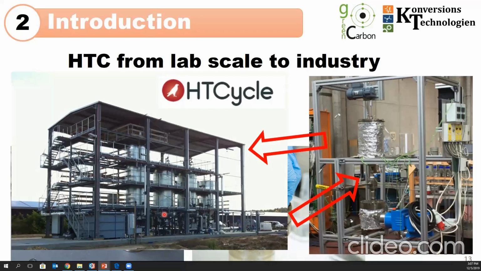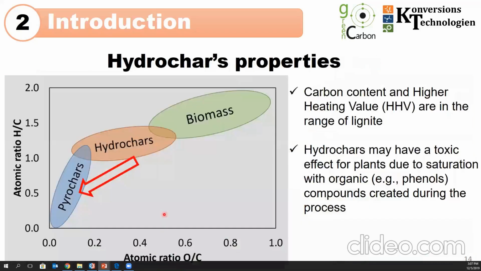However, there are not a lot of applications yet because of the regulation of the hydrochar produced. So let's take a look at the properties of hydrochars. Basically, after hydrothermal carbonization, the hydrochars are in the range of lignite when it comes to the heating value as well as carbon content.